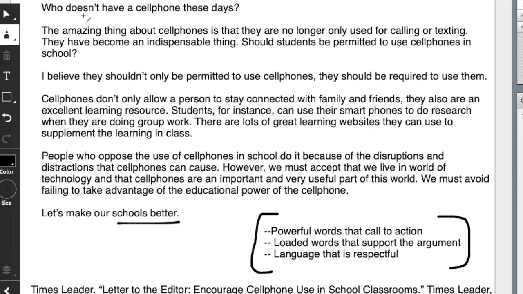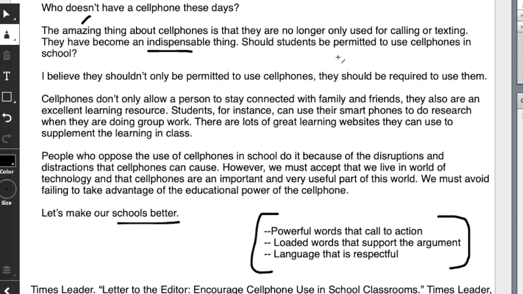So the word amazing is a pretty good word, right? It identifies that cell phones are positive. The connection between the word amazing and cell phone leads the reader to be like, amazing and cell phone. The correlation is instant. They have become indispensable. Indispensable means that we can't live without it, right? So indispensable is something that we have to have.